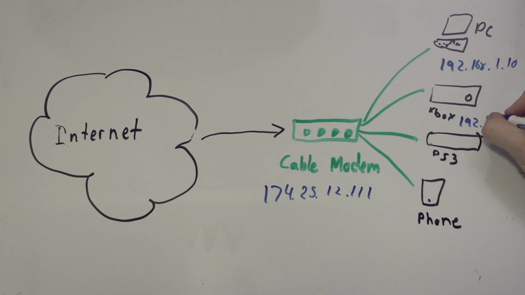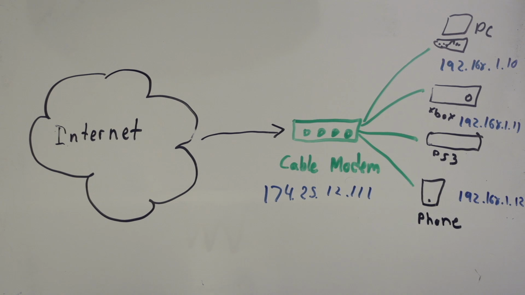And then all the devices in your house have local IP addresses. And then it's your cable modem's job, if it is also a router, to take the traffic that was sent to it and distribute it to the right device on your home network.